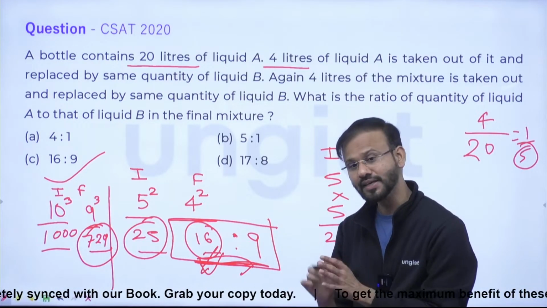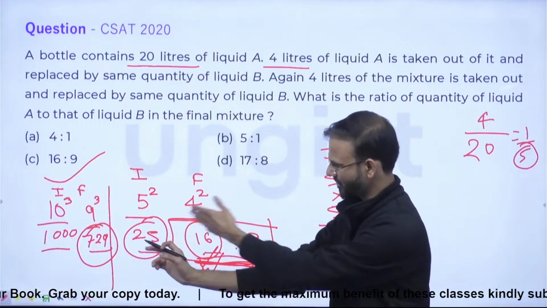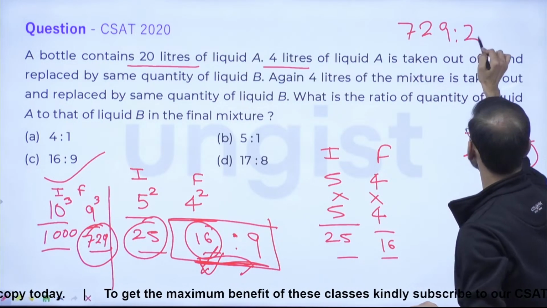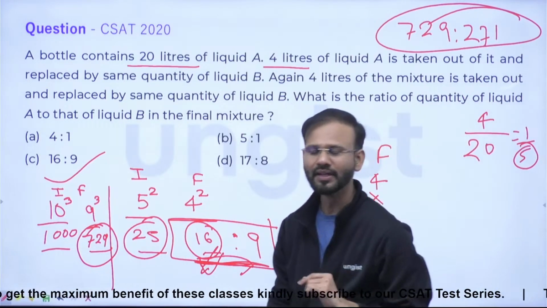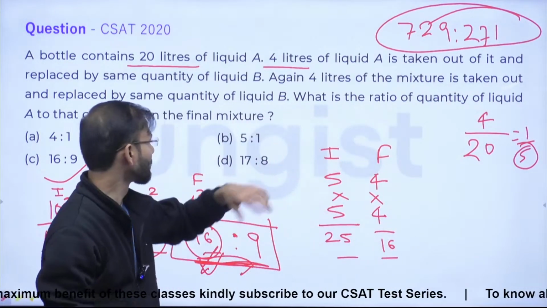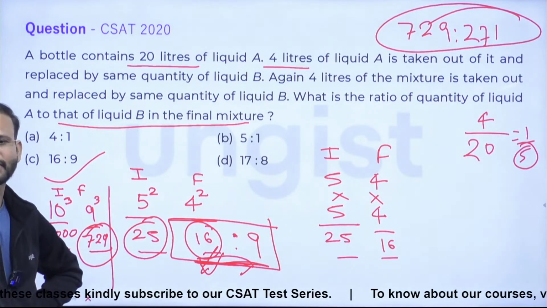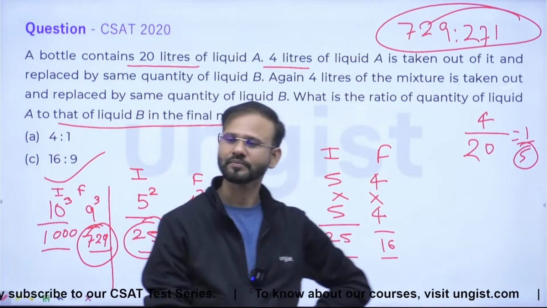They are not asking this. In the last question, suppose that in this question, if they ask the same question, what is the ratio of milk and water after 3 such operations? So this will be the answer. That's why I always focus on the final question statement. Just look at the final question statement in the last one.